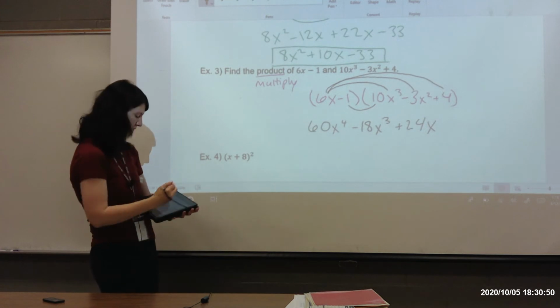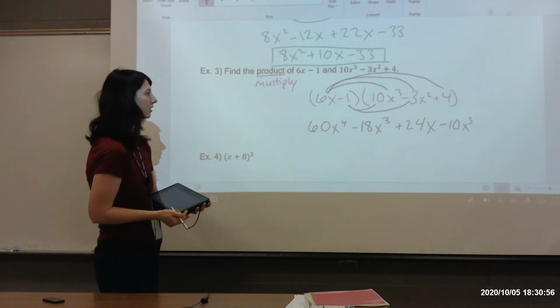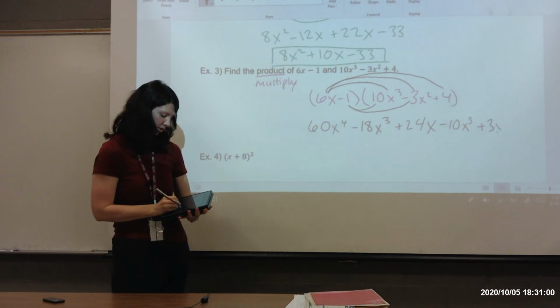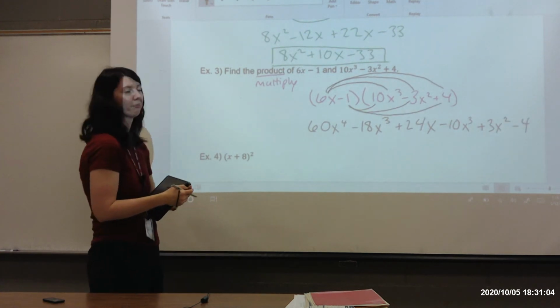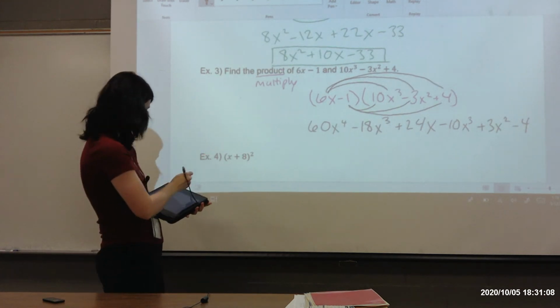All right, so negative 1 times 10x to the 3rd, so it should have just changed the sign. Negative 10x to the 3rd. Negative 1 times a negative 3x squared. Again, it's just going to change the sign. And then a negative 1 times 4. Change the sign. All right? So I'm just going to look for like terms, and then I'll be done.